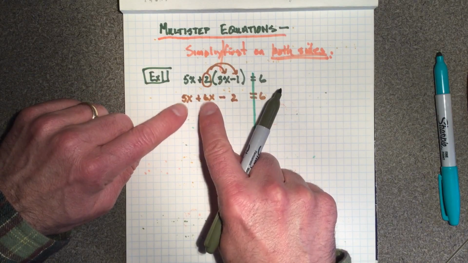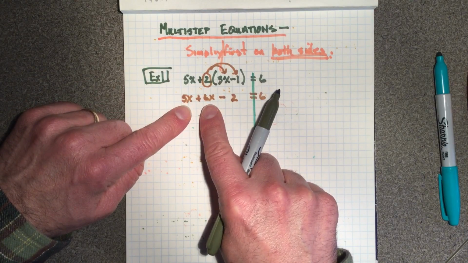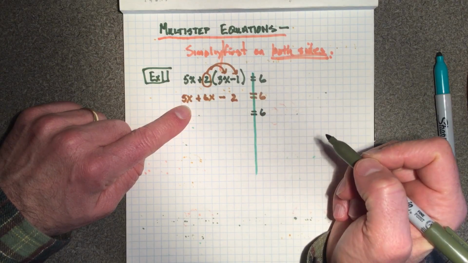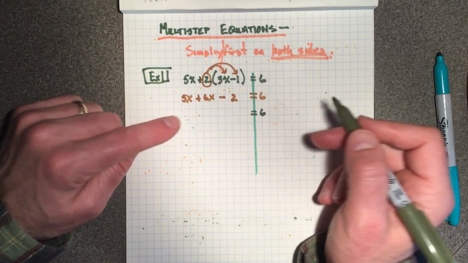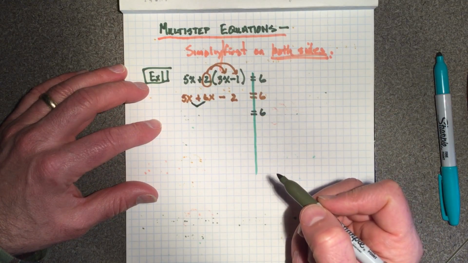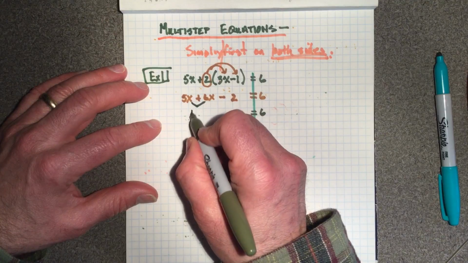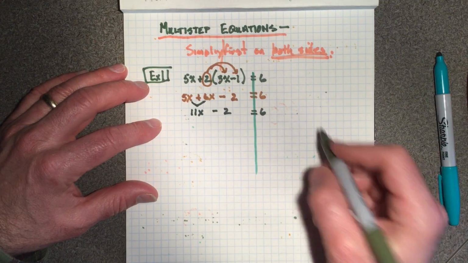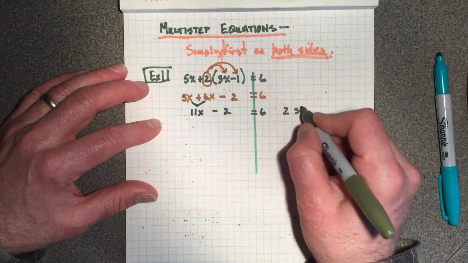Well, yeah, I can, because these are like terms. I can add these two together. So I'm just going to copy down this 6, because again, I don't want to leave it hanging up there. Every line you should bring everything with you. And now I can collect these up. These are like terms. 5x's plus 6x's gives me 11x's. Minus 2. And now you can see I'm back to a two-step equation.